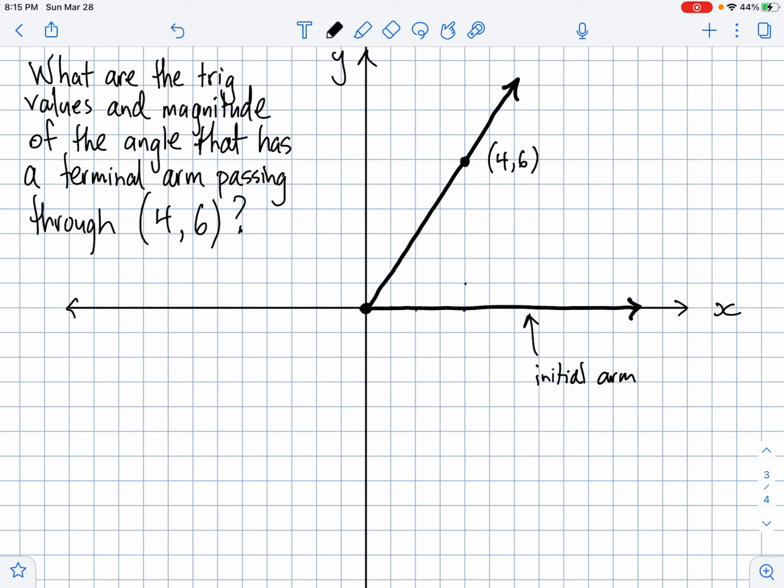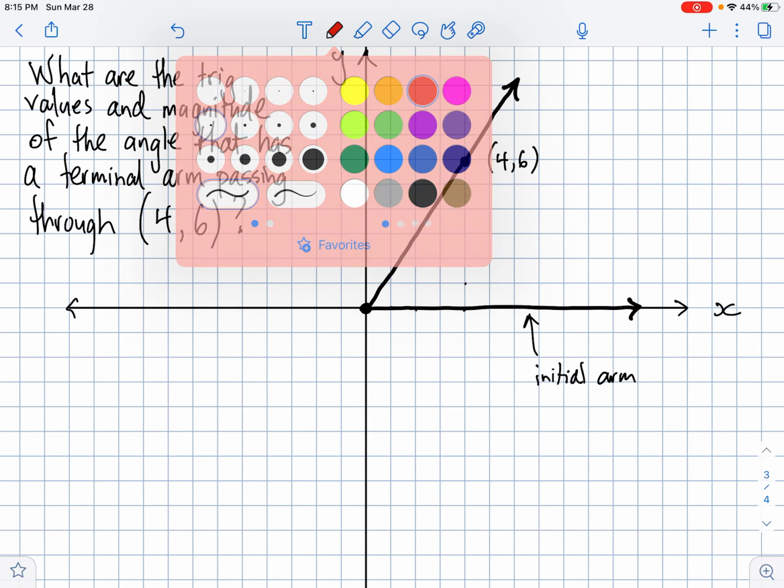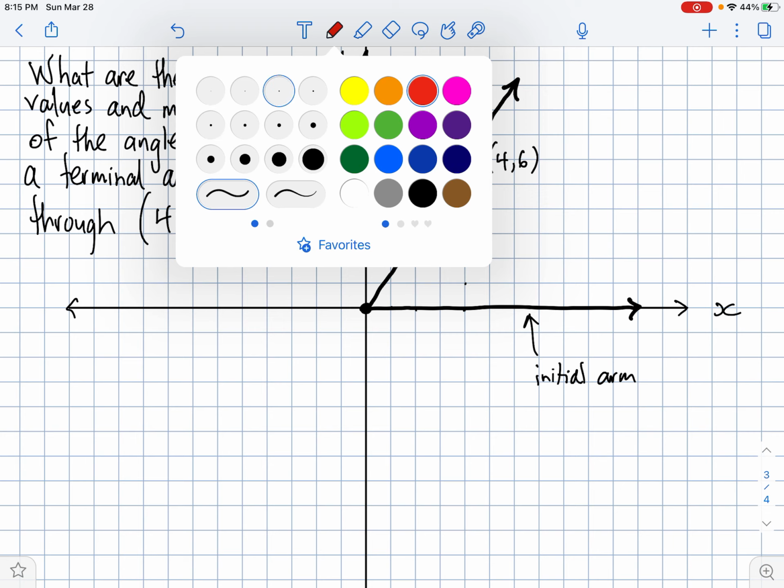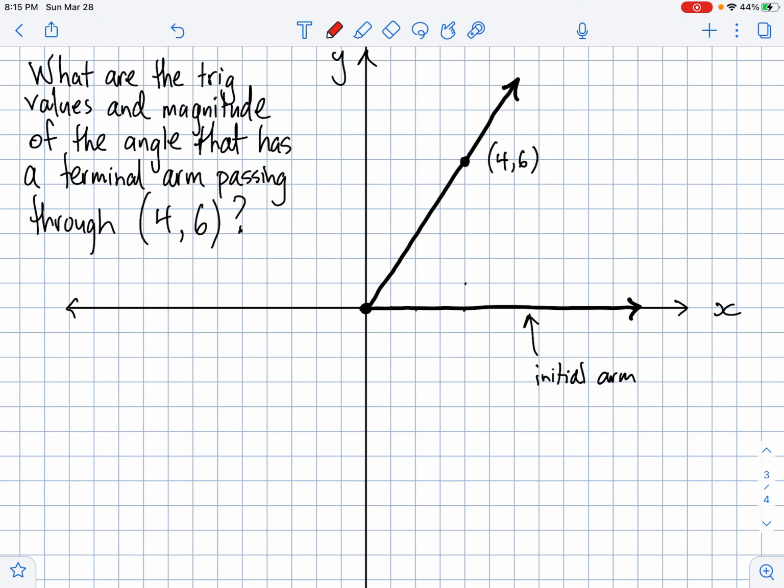And so the description, because it gives you a point and it says that it has a terminal arm that goes through there. Well, obviously the terminal arm starts at the origin of the xy axes, and then passes through that point. And because you've got 2 points, you can draw the line. And because you've drawn that line, now you can say, well, the angle that we're talking about is that angle right there. And I'll label it as theta.